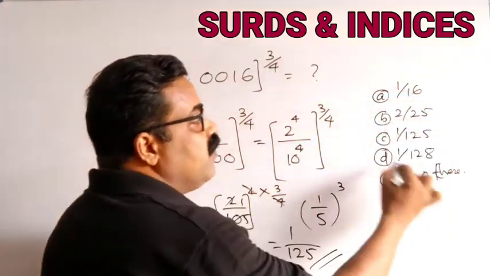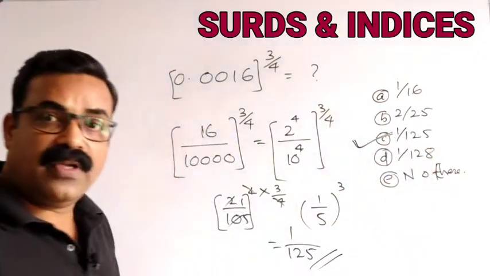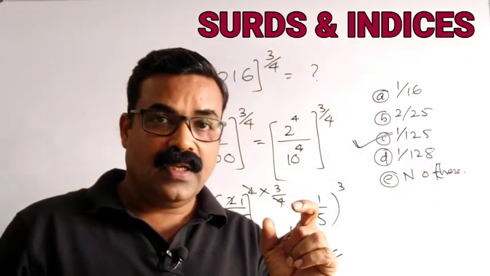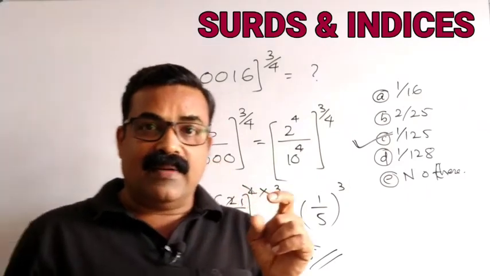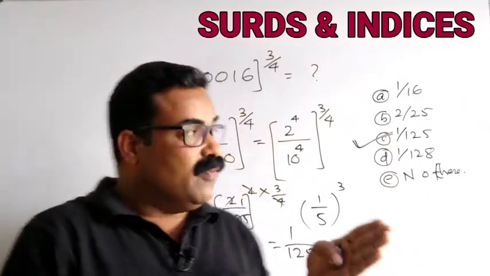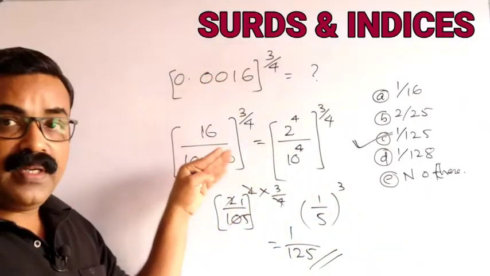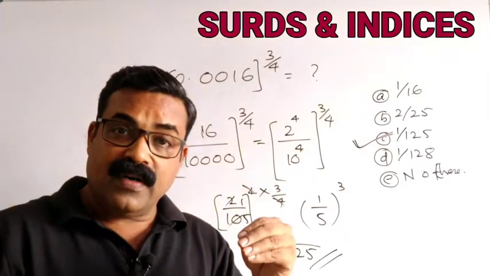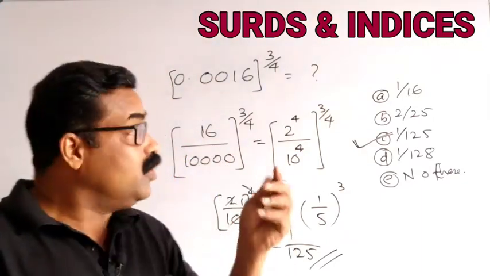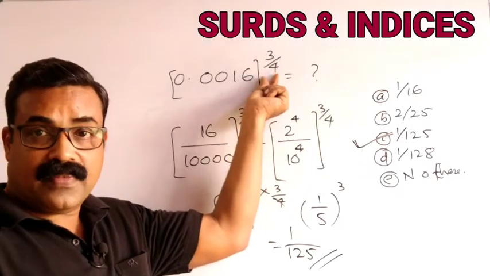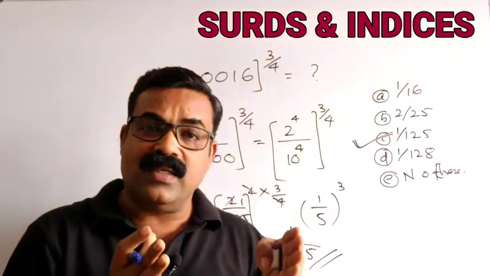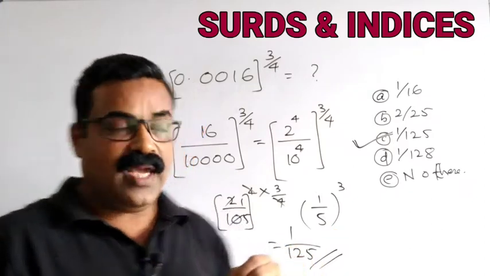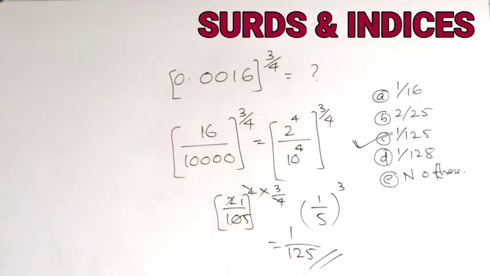From the given options, you can mark 1 by 125 as the correct answer. What is the main idea behind all these questions? We have to split the given number in terms of a power which is equal to this number. Questions normally are asked in this type only. Accordingly, you can simplify and solve it. Kindly note it, then we'll go to the next type of questions.